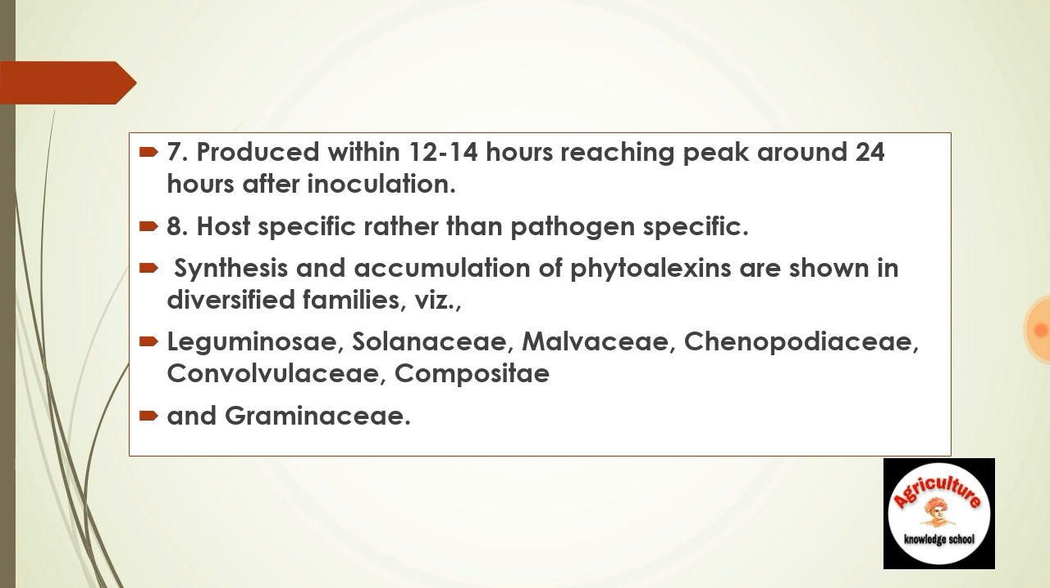Number 7, produced within 12 to 14 hours, reaching peak around 44 hours after inoculation. Number 8, host specific rather than pathogen specific. So phytoalexins should be host specific, not pathogen specific. Synthesis and accumulation of phytoalexins are shown in diversified families: Leguminosae, Solanaceae, Malvaceae, Chenopodiaceae, Convolvulaceae, Compositae and Gramineae. Phytoalexins are seen in these families.